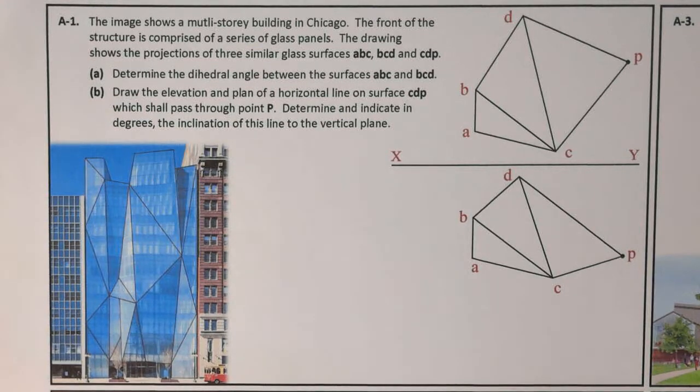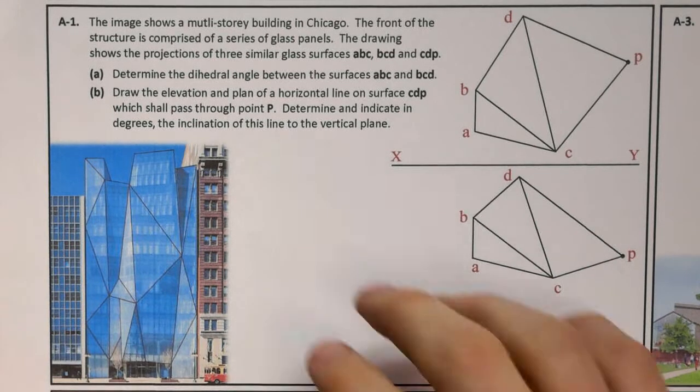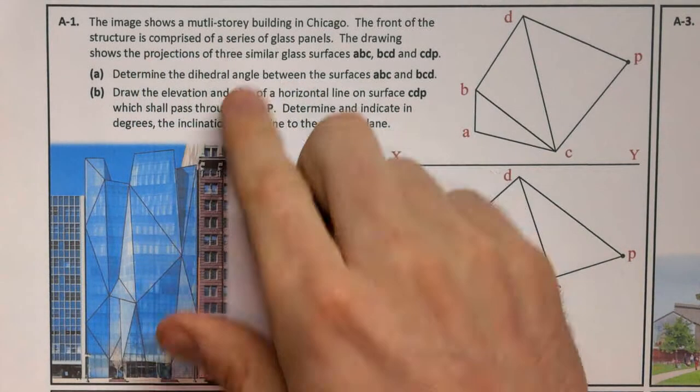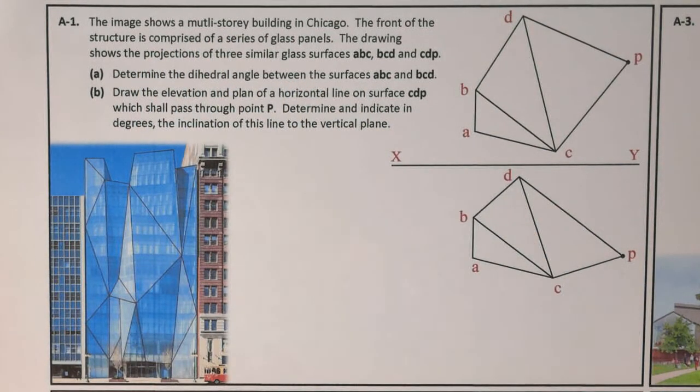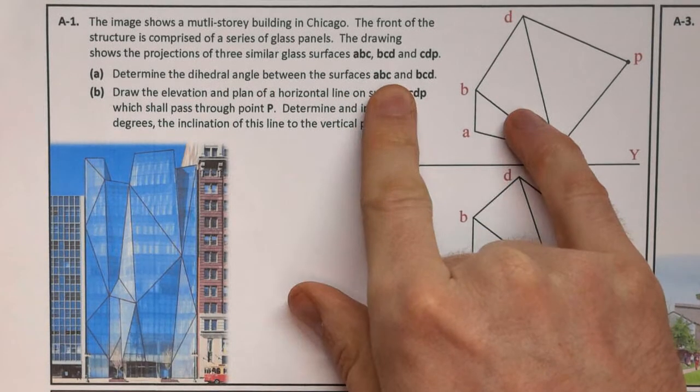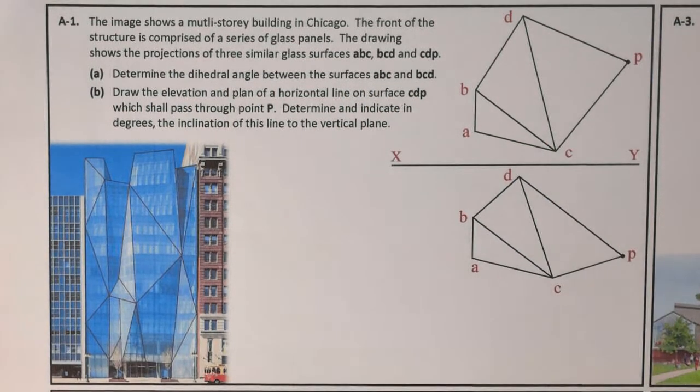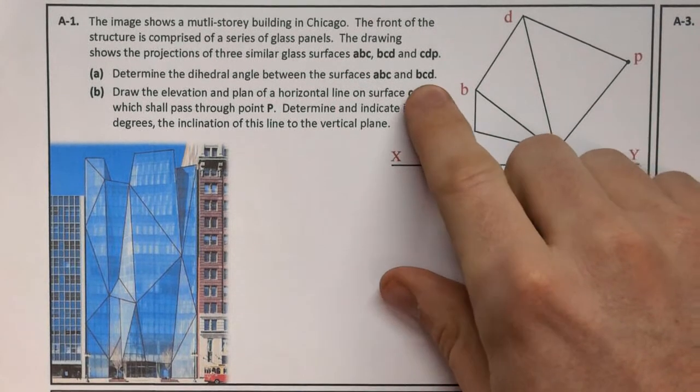Welcome to 2019 question. It's question A-1. The image shows a multi-story building in Chicago. The front of the structure is comprised of a series of glass panels. The drawing shows projections of three similar glass panels, ABC, BCD and CDP. Determine the dihedral angle between the surfaces ABC and BCD.